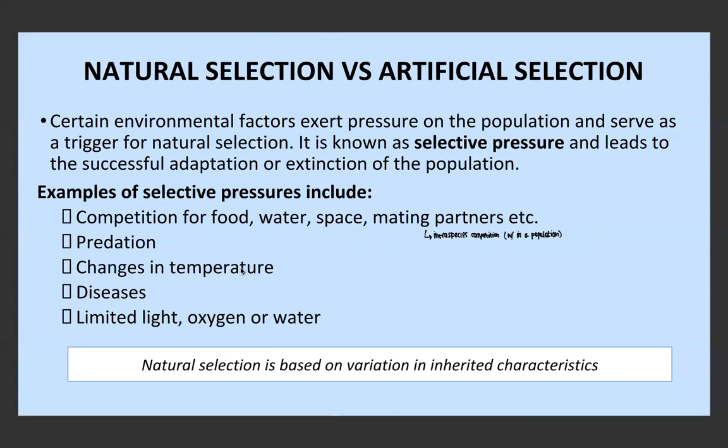If we just look at an example of this, if we look at the giraffes, the selective pressure would be the competition for food, where only the tall individuals can reach the food. Those who are shorter can't reach the food, so they're less adapted. And so that would lead to extinction of the shorter individuals. But those who are tall have been successfully adapted to the population.